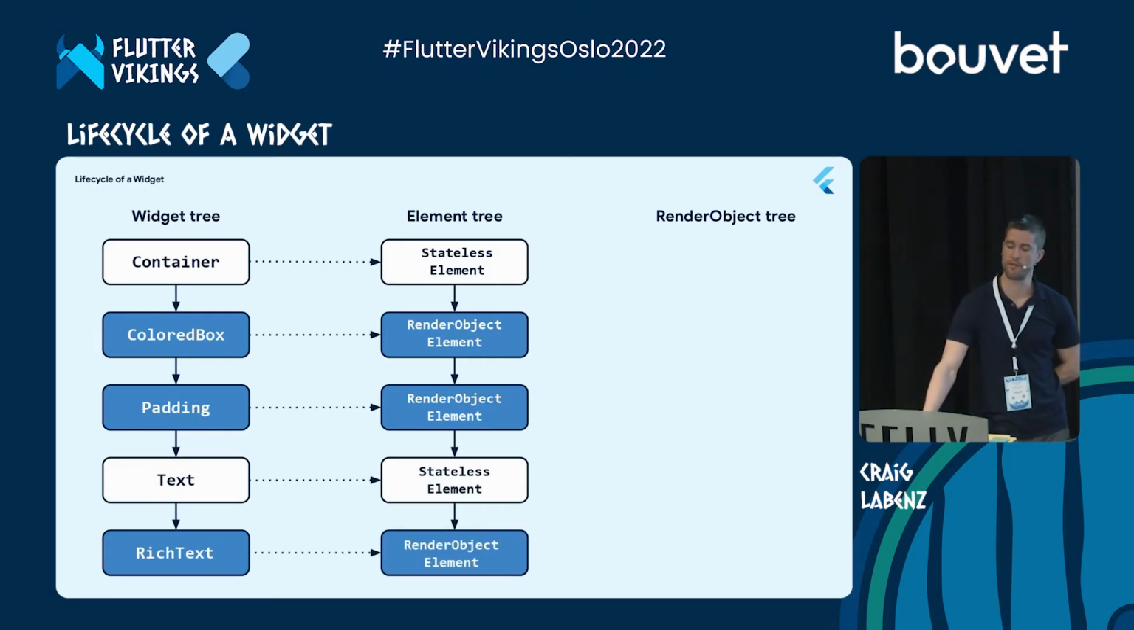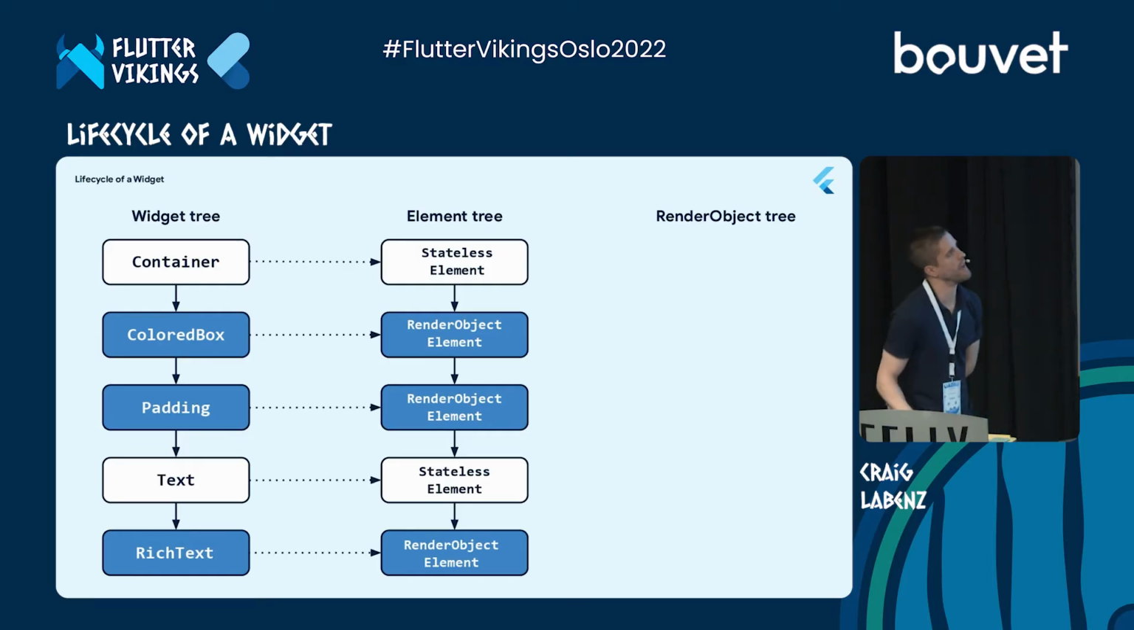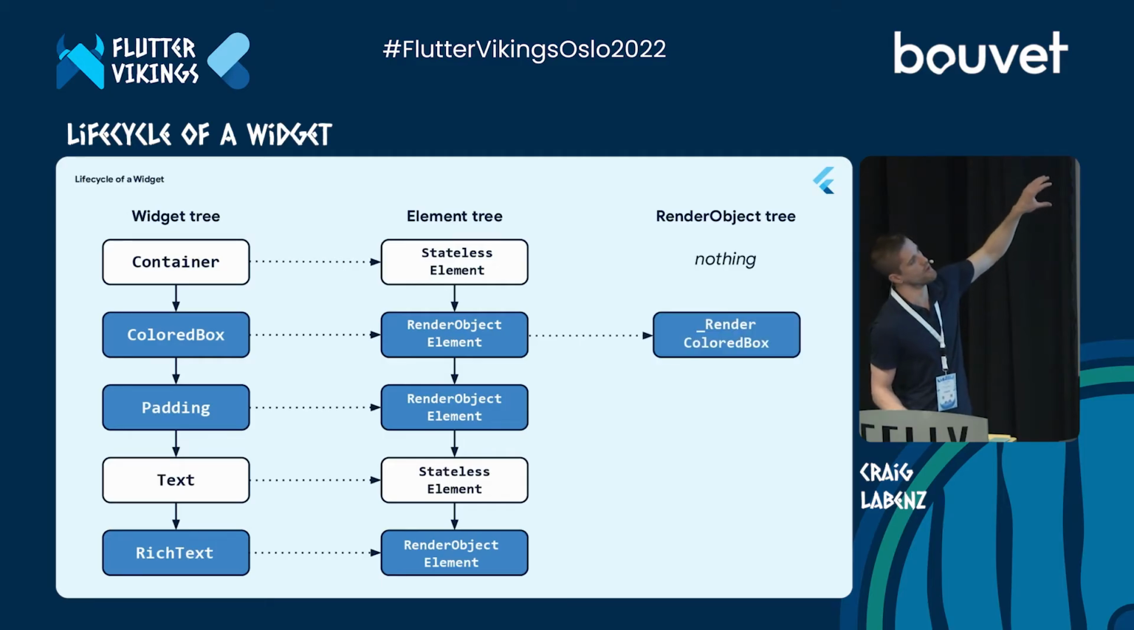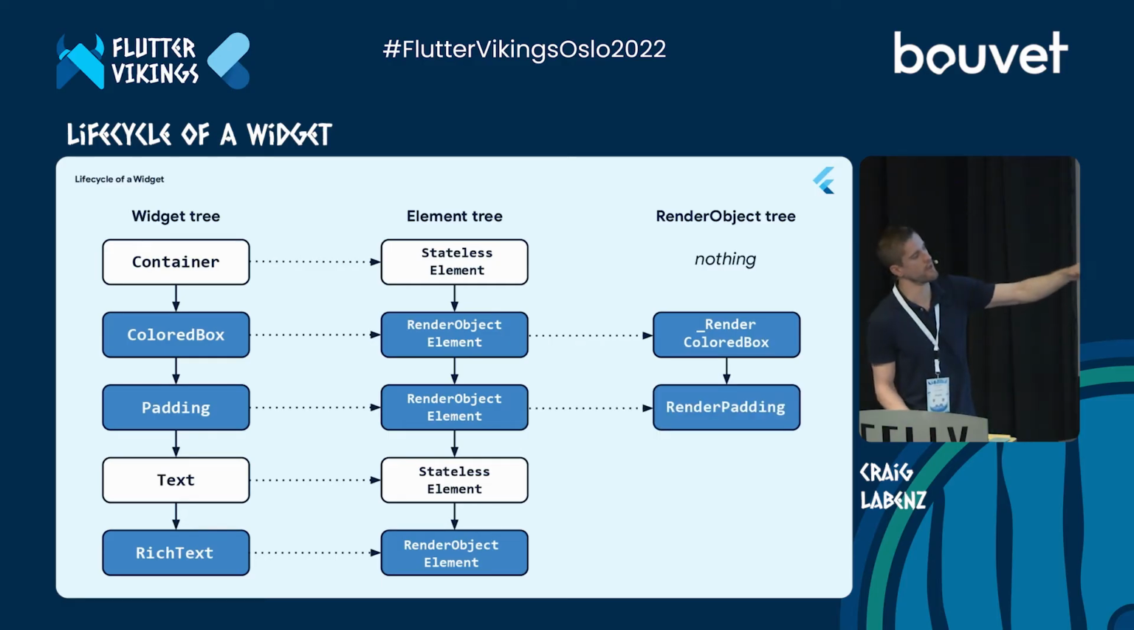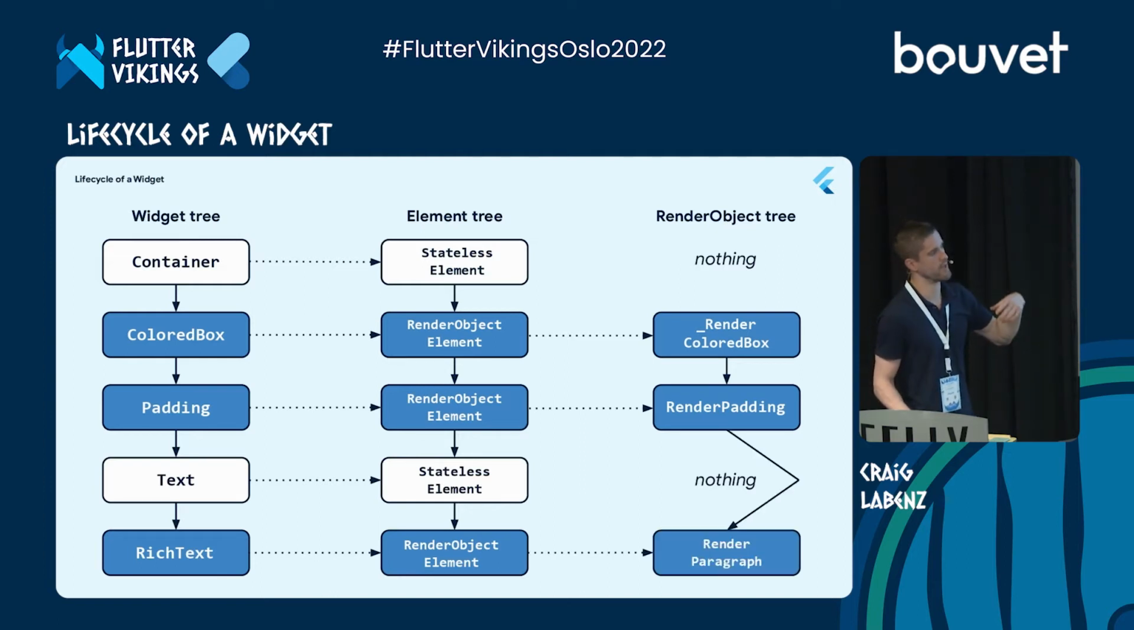Which brings us to the render object tree. Now we said that stateless widgets and elements don't contribute to the render object tree. So for the container, there's just nothing there. But then the colored box's create render object method knows how to return us a render colored box class. Padding also has its own specific render object, and the text widget produces nothing, and the rich text widget knows how to create a render paragraph value. So we can see here how the render object tree ultimately does become a pruned version of the previous two trees, and that's because the stateless and stateful nodes in the previous two just simply do not make render objects.